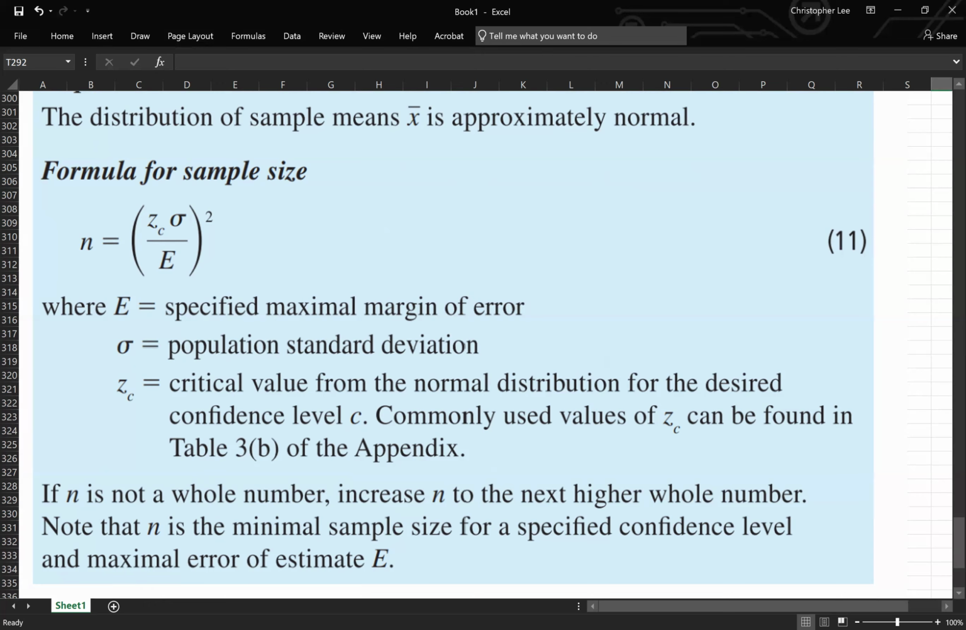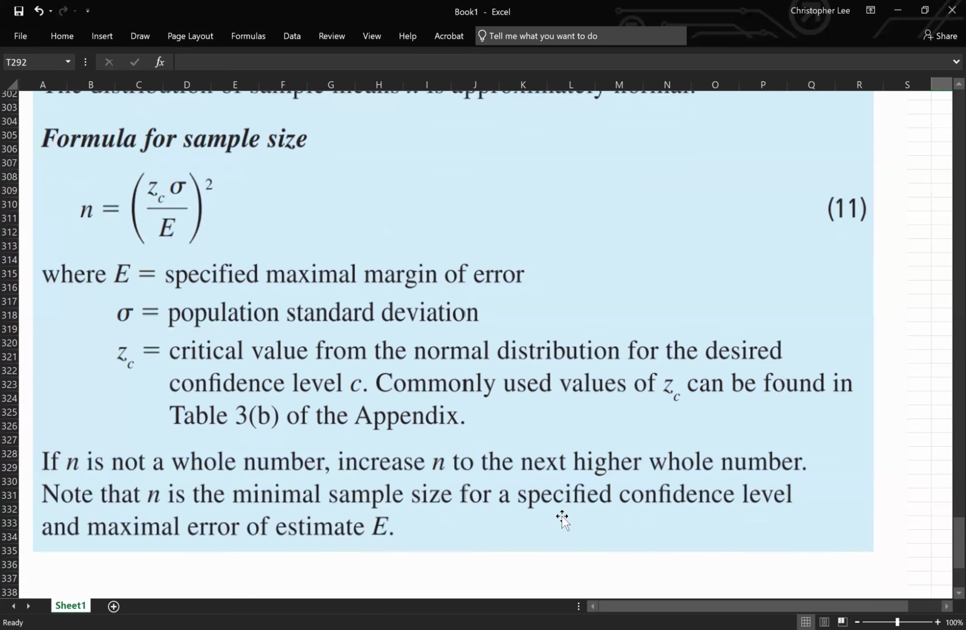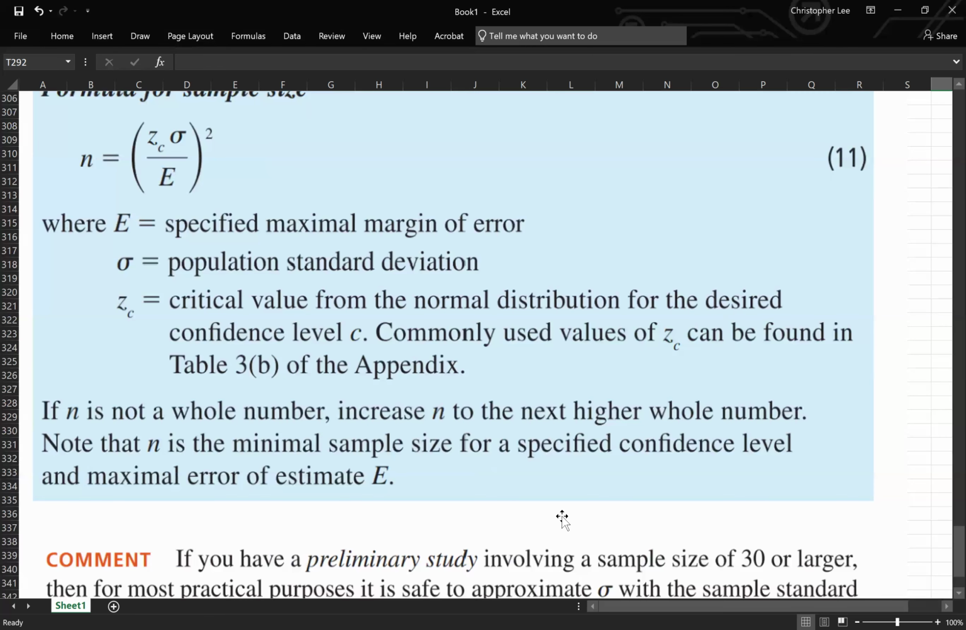So critical is round up, I'm sorry, for the n formula, right? Just round up to the next whole number. That's what I'm saying. All right.